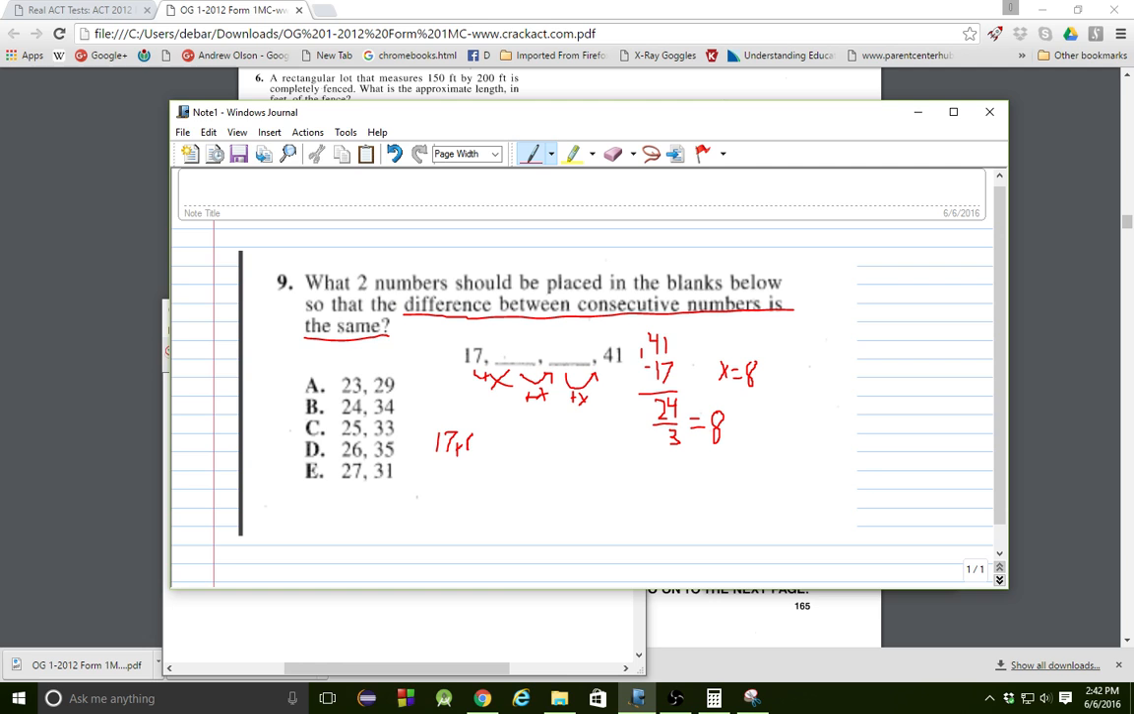So now what we got to do is 17 plus 8 is the first term, and then 17 plus 16 is the second term. So what is 17 plus 8? Well, we get 25. And what's 17 plus 16? We get 33. So the correct answer is C.